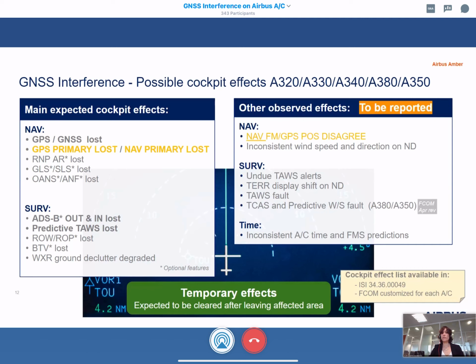These effects are expected to be temporary and expected to clear after leaving the affected area. The full list of cockpit effects is available in the ISI 3436-49 and also in the FCOM, which is customized by each aircraft.